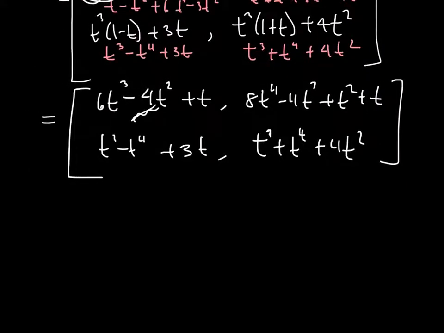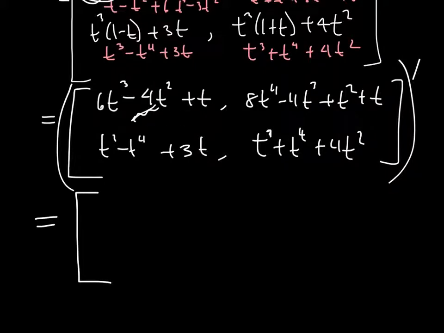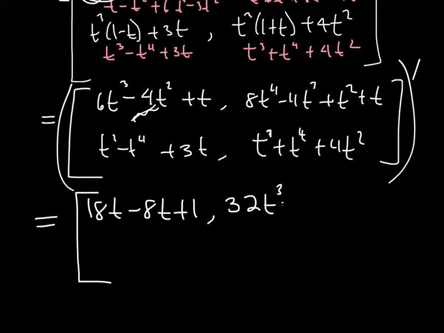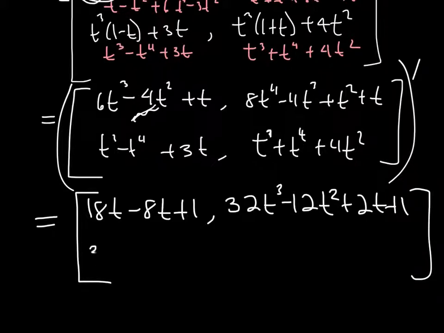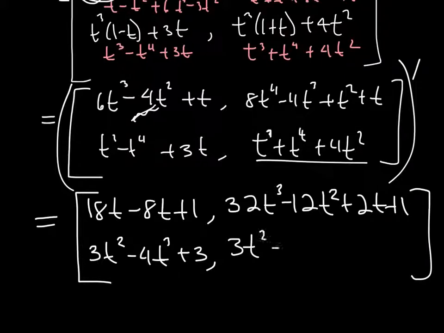And then finally, now let's take the derivative. It actually should have the prime on each of these. So these are nice polynomials. We're going to take the derivative of each monomial. So 18t minus 8t plus 1. 32t cubed minus 12t squared plus 2t plus 1. And similarly, plus 3. And the derivative of this is 3t squared plus 4t cubed plus 8t.